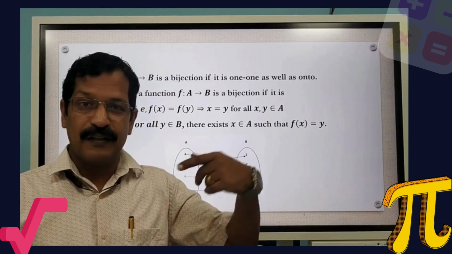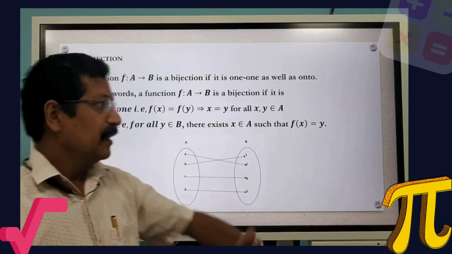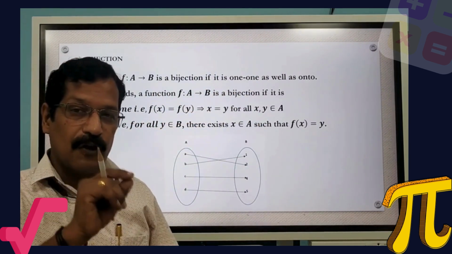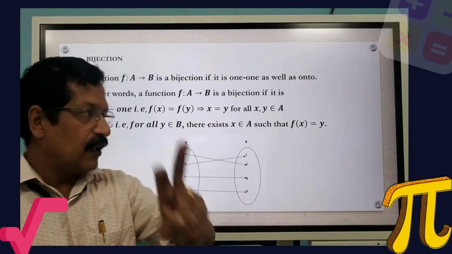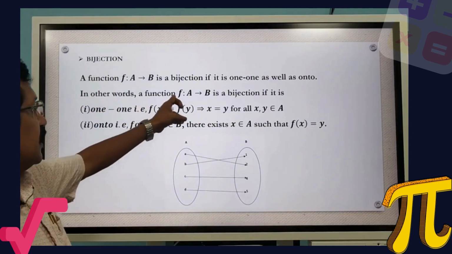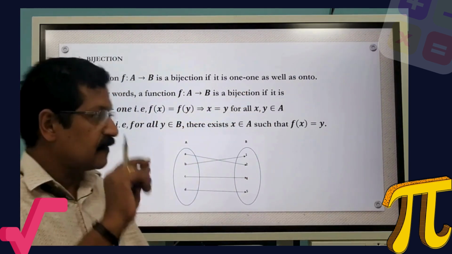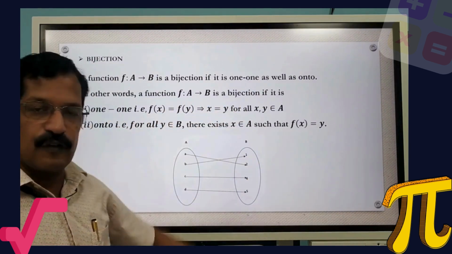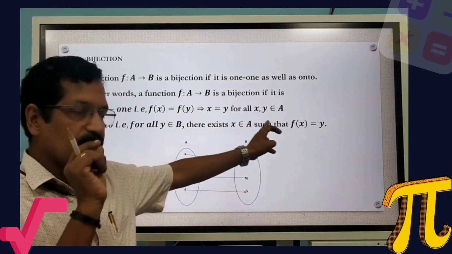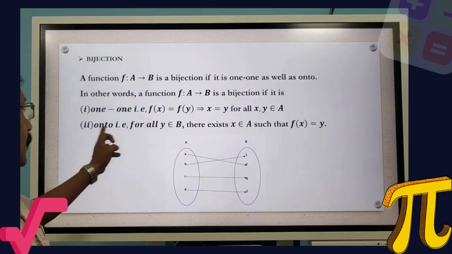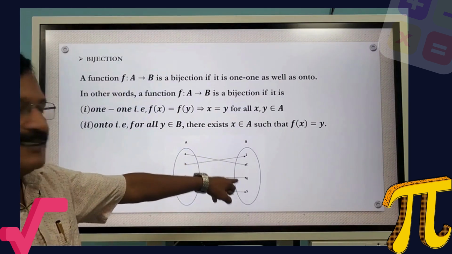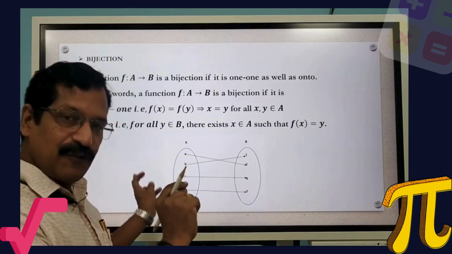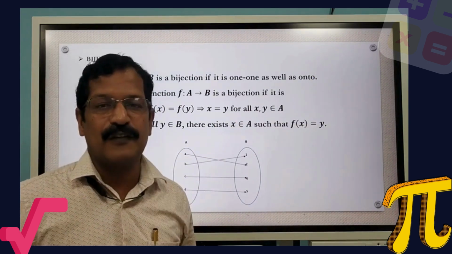This is the important one. Bijection. A function f from A to B is a bijection if it is 1-1 as well as onto. In other words, the function f from A to B is a bijection if it is first one-one, that is f(x) = f(y) implies x = y for all x, y in A. And onto, that is for every y in B, there exists an x in A such that f(x) = y.